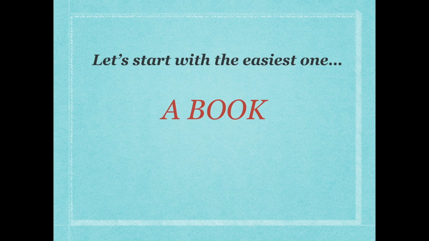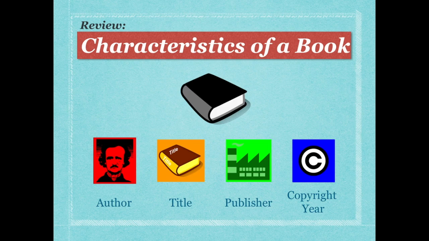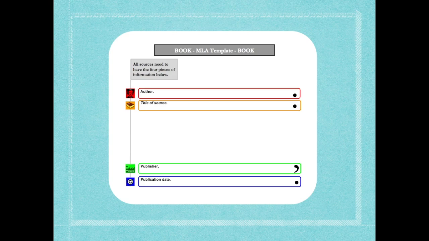Now let's start with the easiest one, a book. This hopefully looks familiar. Characteristics of a book: author, title, publisher, copyright year. This is a little template for how to cite a book, and all of the sources that you use need to have the 4 pieces of information below. So the author of the source, followed by a period, title of the source in italics, followed by a period, publisher, followed by a comma, and publication date, followed by a period.